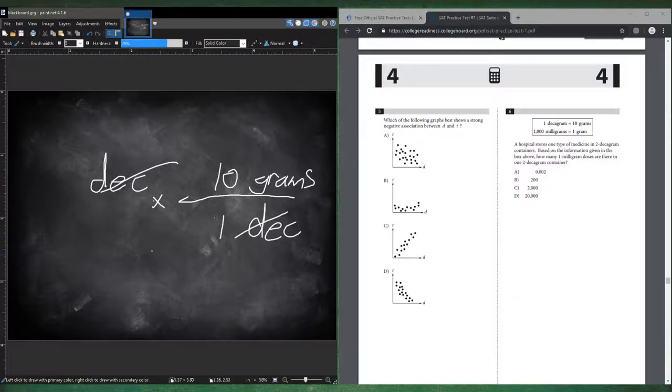So you just do the exact same thing again. Now you already have grams, so you want to convert grams to milligrams. So 1 gram is equal to 1,000 milligrams. When you multiply this, the grams cancel out, so you're just left with the milligrams on top. So that's usually how I do dimensional analysis.